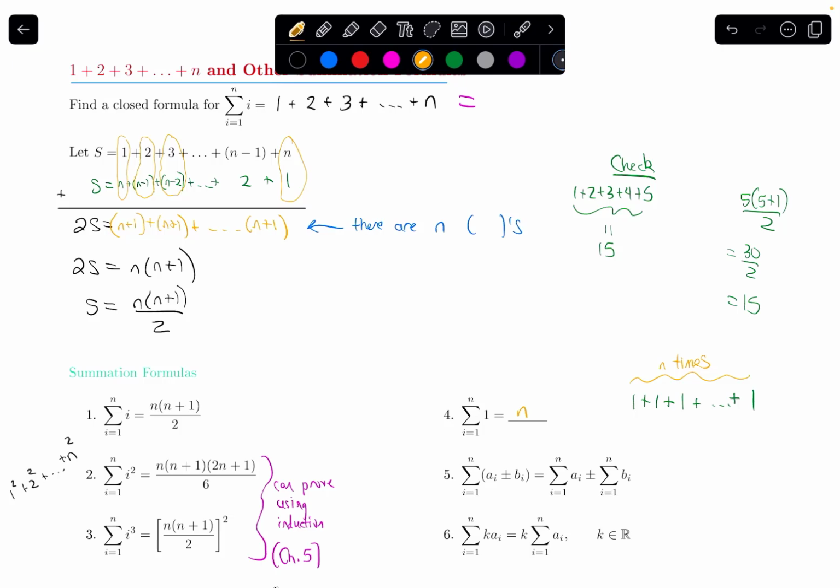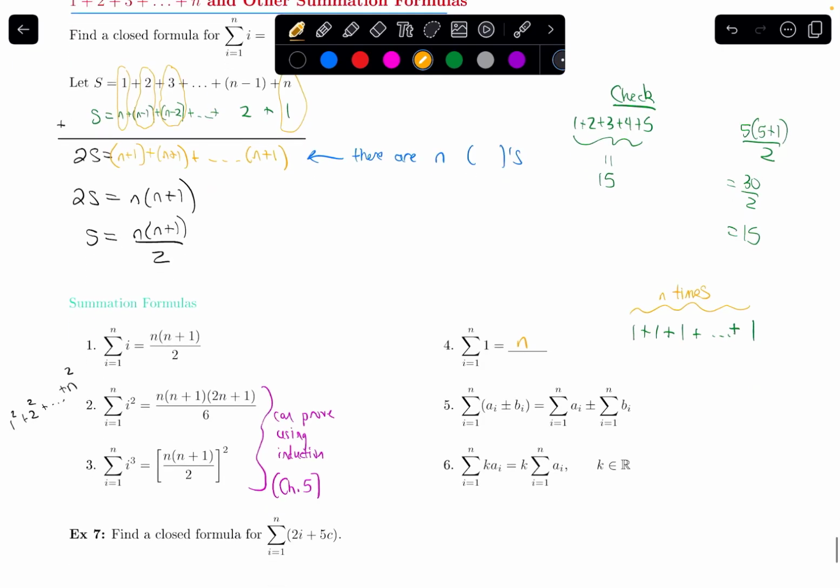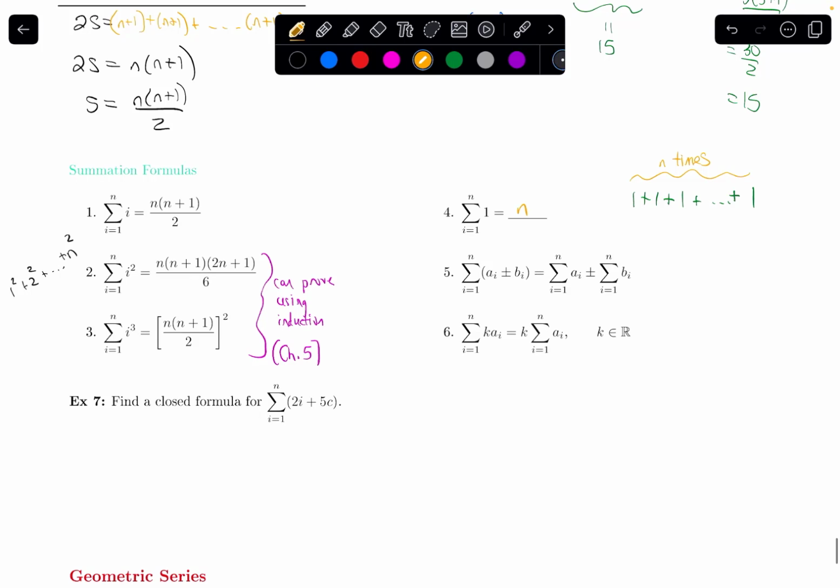Okay. So nice. So let's do a practice problem where we use some of these summation formulas. Let's say I want to find a closed formula for the sum from 1 to n of 2i plus 5c. So let's use some of these properties. Okay, so what I'm going to do first is, I notice I'm adding two sequences together. So I can use property 5, which says, well, this becomes the sum from i equals 1 to n of 2i plus the sum from i equals 1 to n of 5c.